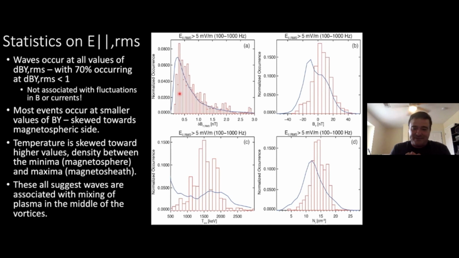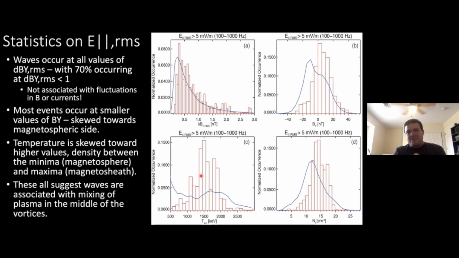They're not current-driven waves. Additionally, if you look at the background BY, we typically were hanging on the sheath side with this mission. And you can see the background is mostly negative BY. That's where we're more sheath-like. But the waves tend to be closer to zero and more sphere-like. So as we're entering a more magnetosphere-like population, we also see that because the temperature is a lot higher than what we typically observe. And so this suggests that the waves are actually happening right in the middle of the vortices where all this turbulent plasma mixing is occurring.